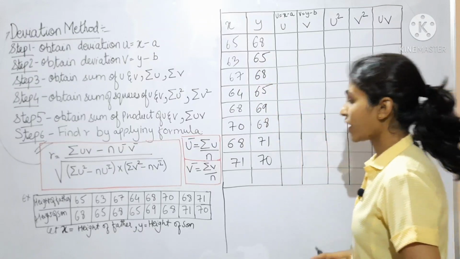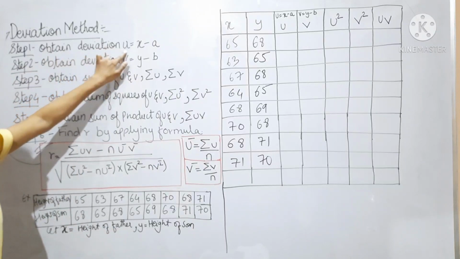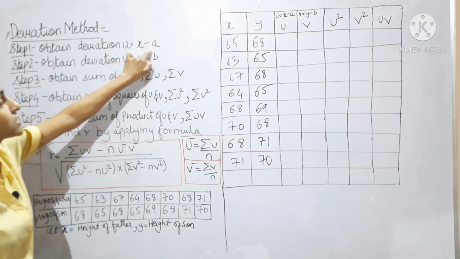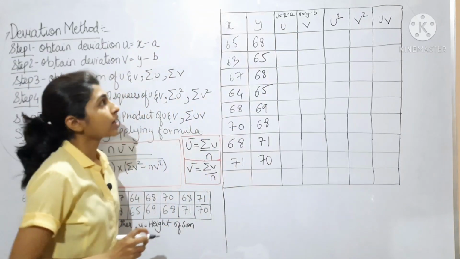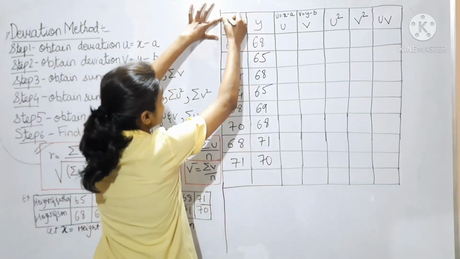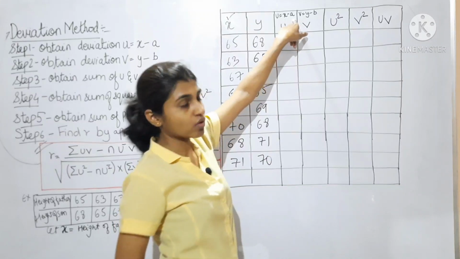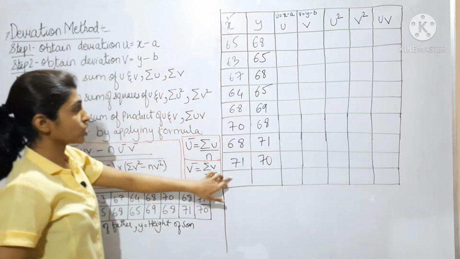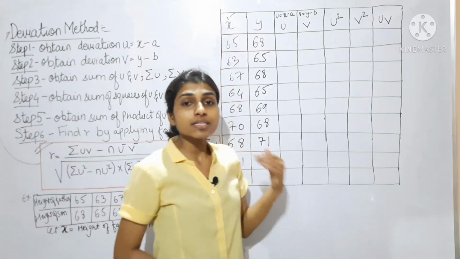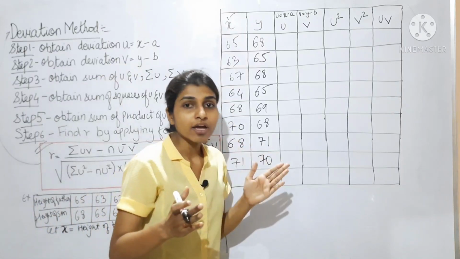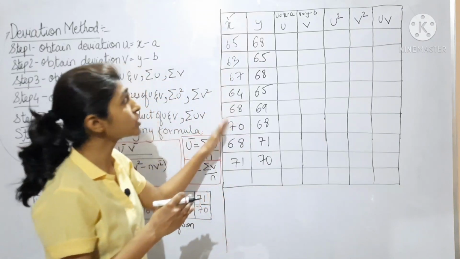Now next, what do you have to do? Next we have to obtain the deviation u. u is equal to x minus a. Now this is x, and we have to assume one number as a. Observe this x value and select any one number. Select such a number that is not too far and not too near also, a middle number which is close to these observations.